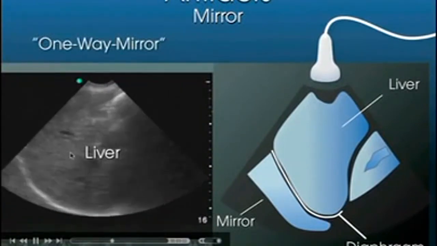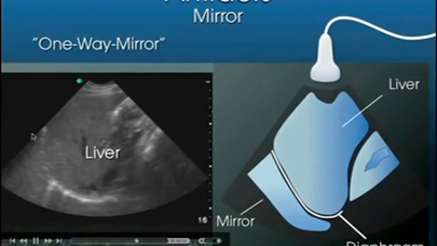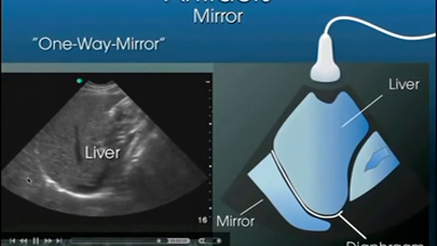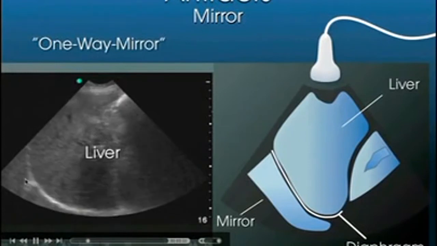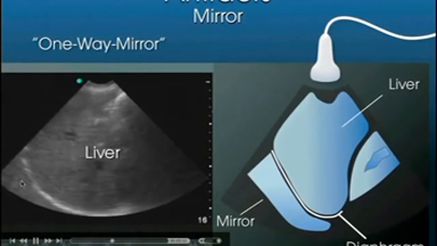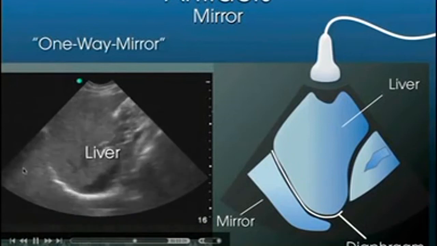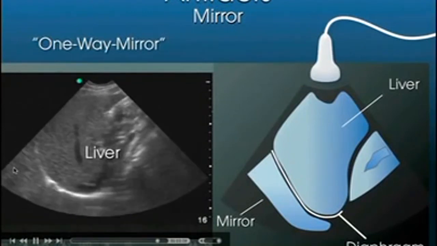We can see it here. This is the liver. Here's our diaphragm here. And superior to the diaphragm, we see the liver up here superiorly. Remember, this is a coronal plane, so structures over here are more towards the head, or more superior.